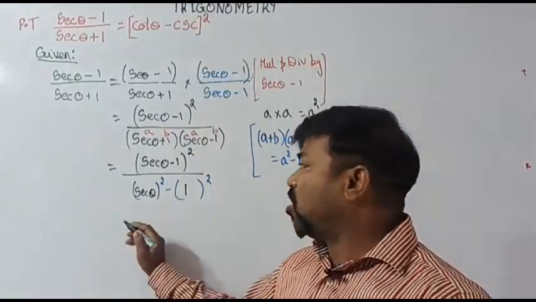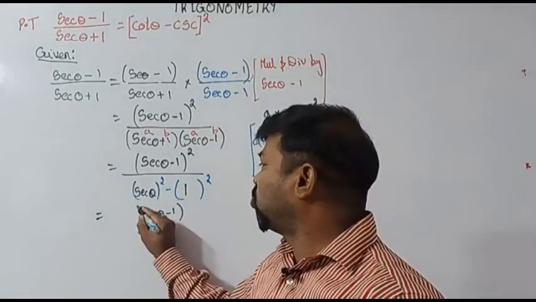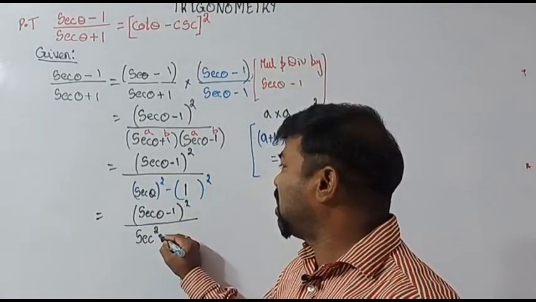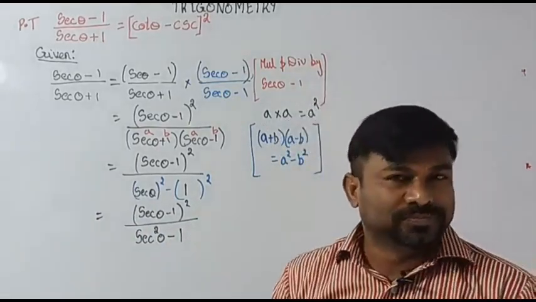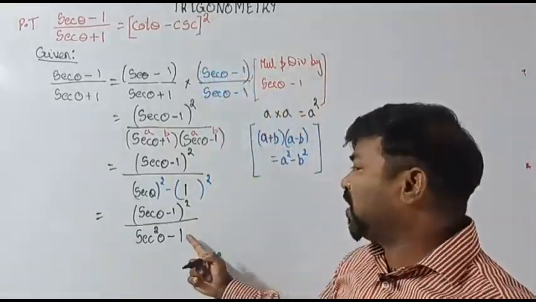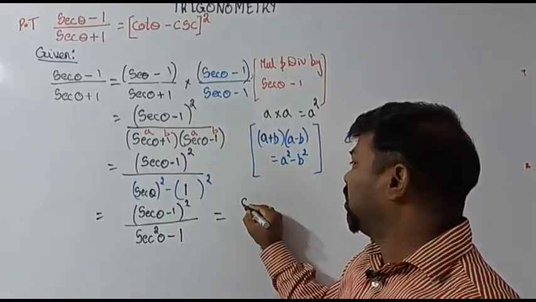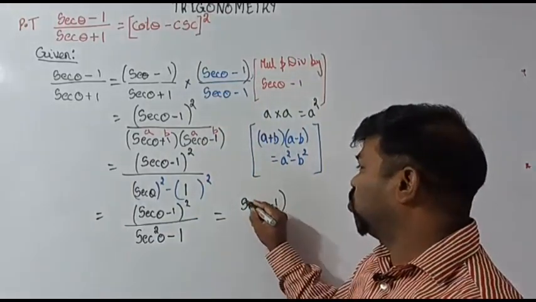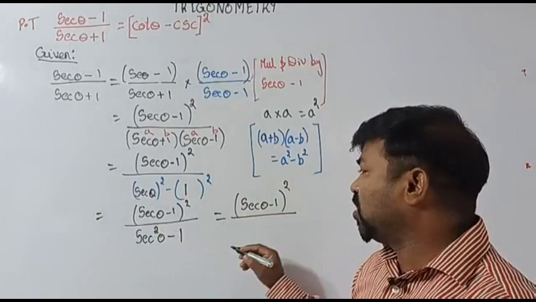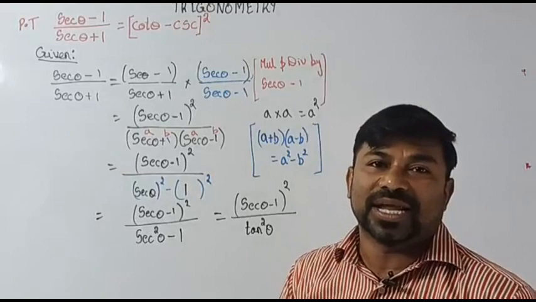Now we are on the track. Here we have secant theta minus 1 whole square by, if you check it out, secant square theta minus 1. That's cool. But we need the whole square here, so where we are, we need to reach the whole square. My ultimate goal is to write the numerator as secant theta minus 1 whole square, no issues. Now the denominator, secant square minus 1, I can write it as tan square theta.